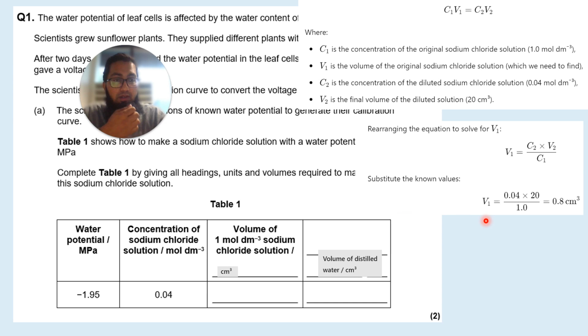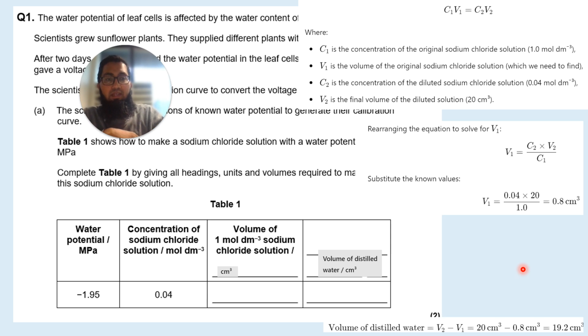Okay, so my V1 is 0.8 centimeter cube. So that should be 0.8 centimeter cube. This is the amount that I have transferred from the original stock solution into water. Total volume was 20 centimeter cube. So how much water was added? Very simple. 20 take away 0.8, 19.2 centimeter cube.